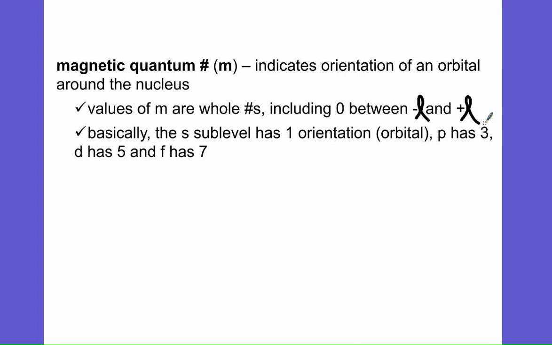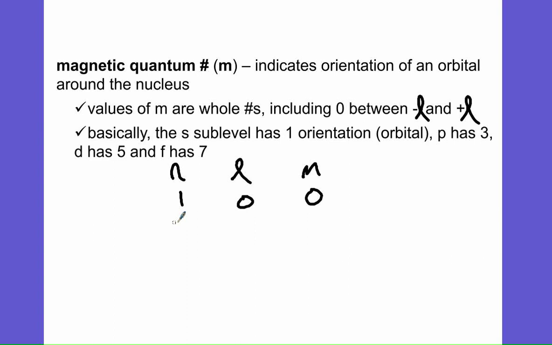So what I'm saying is if n equals 1 again, then L was 0, and negative 0 and positive 0 are the same thing. So for m, there's only one value. There's just the 0. Which means that there's only one orientation for that orbital, which makes sense because no matter how you turn a sphere, it always looks the same. So there's a single orientation for that s orbital. So there's only one of those s orbitals.